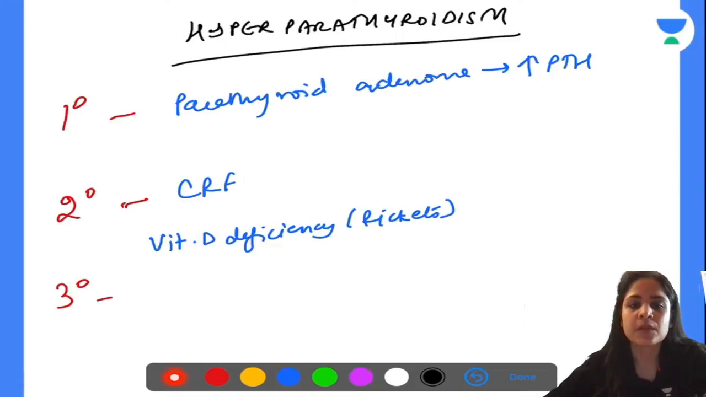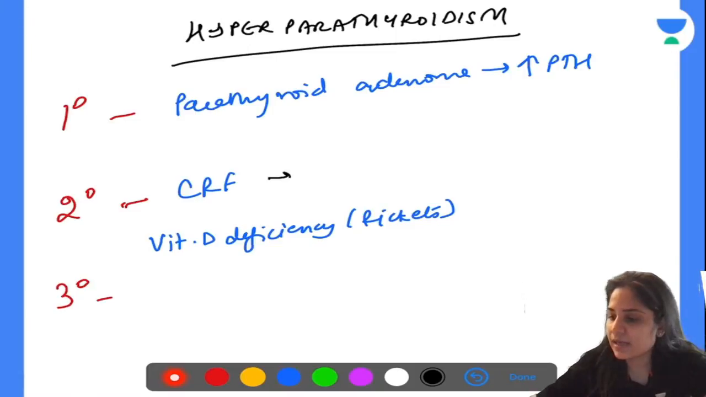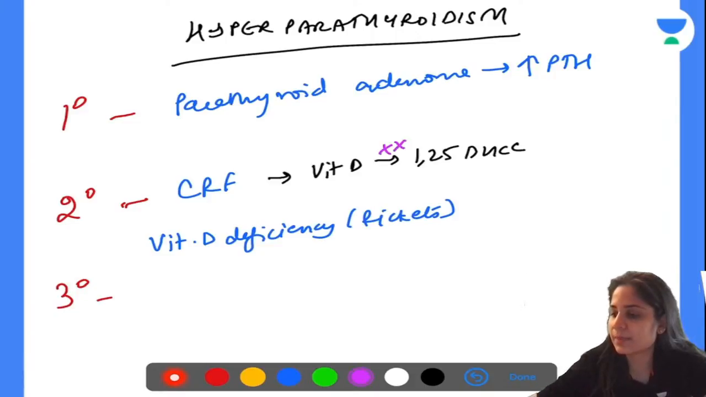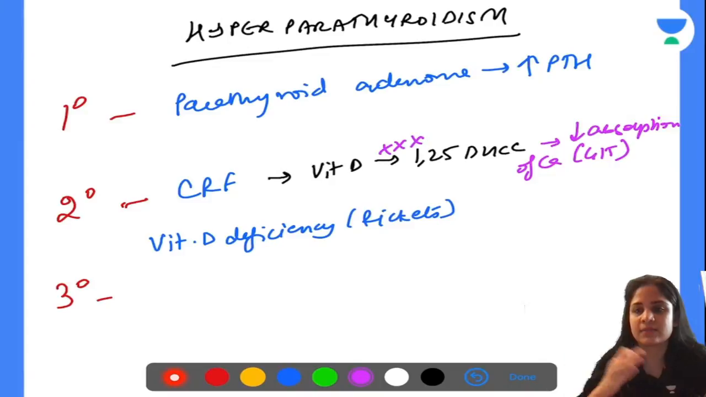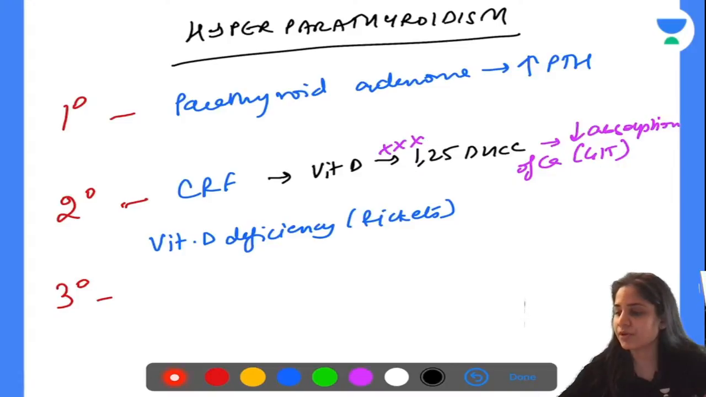Now what happens in this, whenever you have chronic renal failure, what will happen in that case? Because of the renal failure, you will have reduced conversion of vitamin D to the active form, that is 1,25 dihydroxycholecalciferol. So this will not happen. If this does not happen, you will have reduced absorption of calcium from everywhere, from the GIT, from the kidneys, reduced mobilization. Okay, so the only way you can get the calcium into the serum is from the bone into the blood. Okay, so how do you do that?